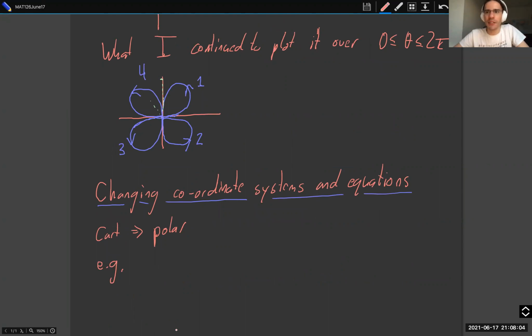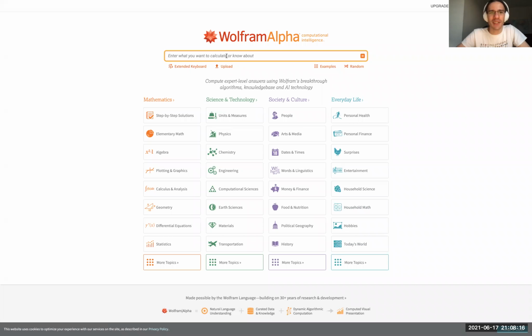I'm going to quickly screen share. So this is what you're not allowed to do when doing homework. You are not allowed to use this to solve things. This is a website that can sort of solve all of your problems, but you're not allowed to use it for homework. But you are allowed to use it to plot things just to get some intuition.